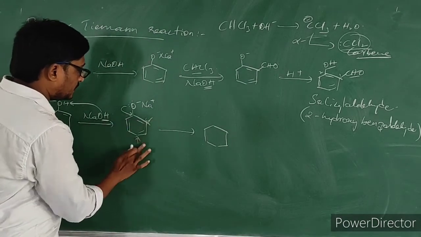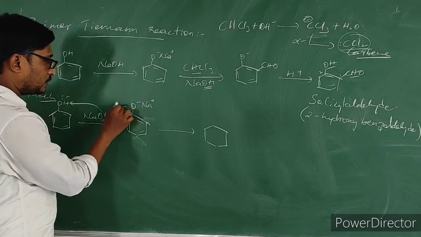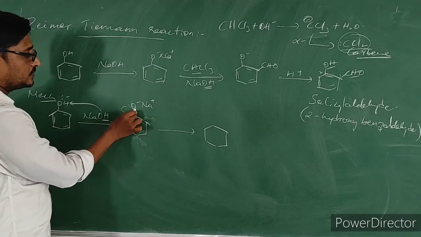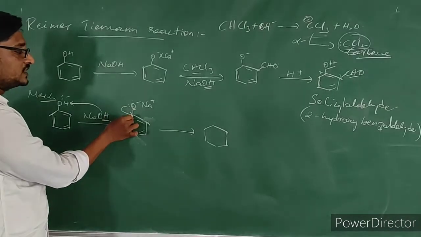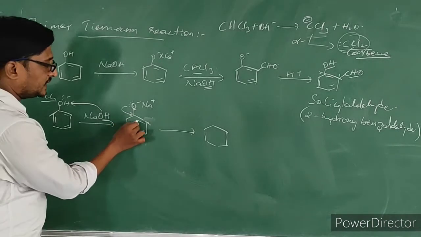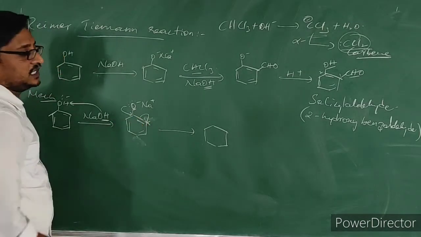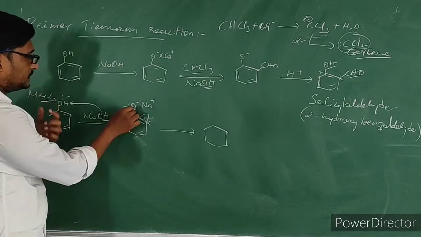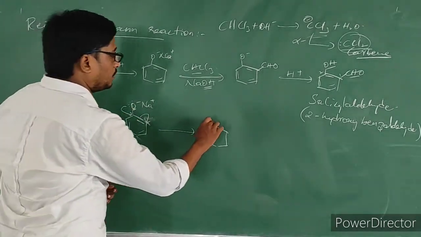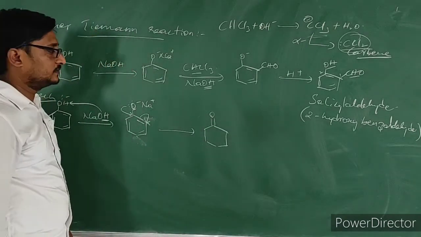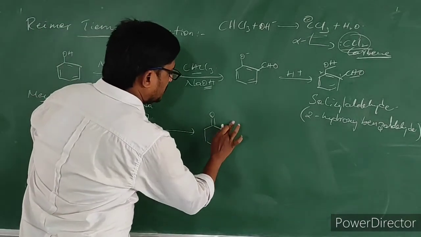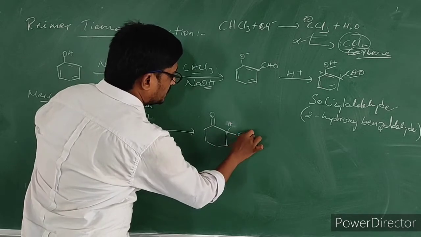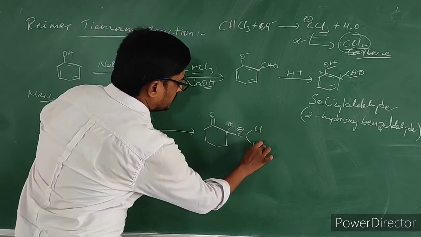When the electrons from this oxygen move towards this benzene ring, this pi bond will shift towards this carbon. So this positive charge and the oxygen will form a double bond. So CCl2 will come and bind to this in this way.